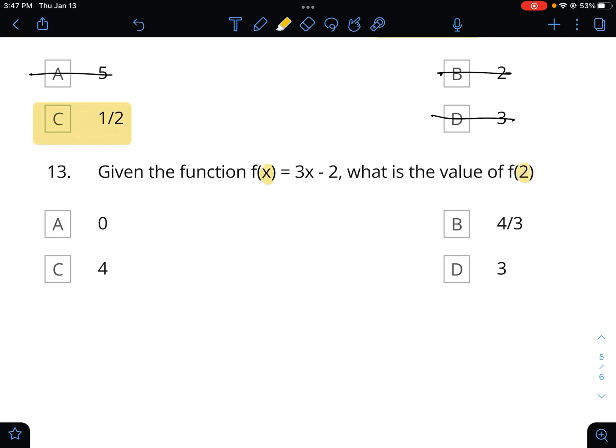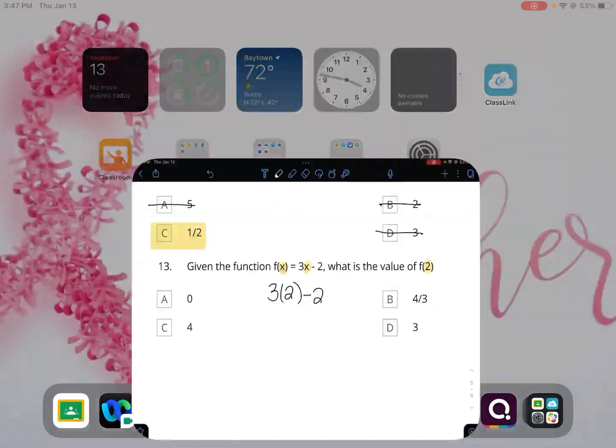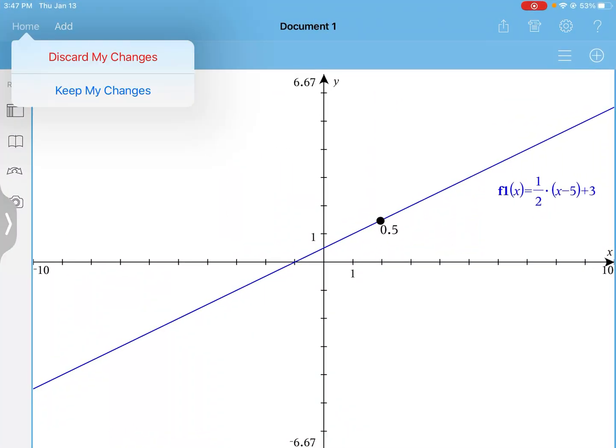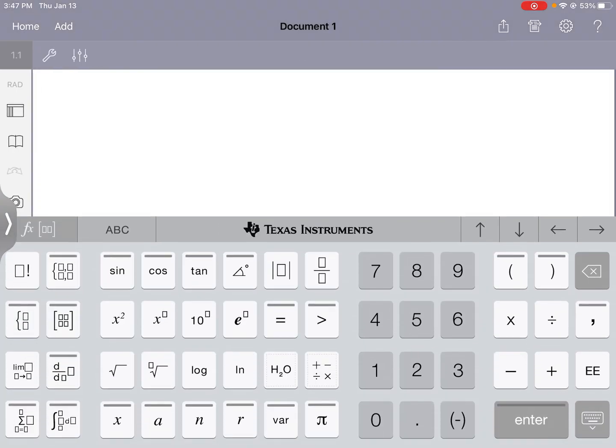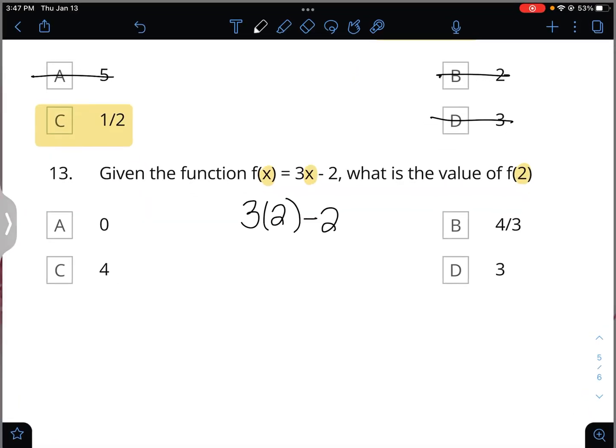Done. Next one. Given the function f of x, what is the value of f of 2? Notice, it was f of x, now it's f of 2. This is an x, now it becomes a 2. 3 times 2 minus 2. Type it in your calculator. New document. We're going to go to the calculator screen. 3 times 2 minus 2. Boom. Answer's 4. Okay?